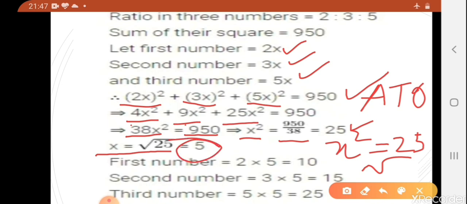Therefore, we can say the first number is equal to 2x, therefore 2 into 5, that is 10. The second number is equal to 3 into 5, that is 3 5s are 15. The third number is equal to 5x, means 5 into 5, that is equal to 25. So, all the three positive numbers will be 10, 15 and 25.